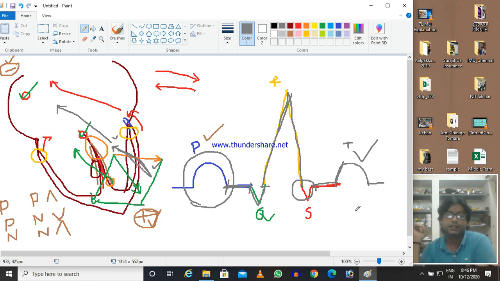So basically the atrial repolarization is masked by ventricular depolarization. So this effect is called the masking effect. Okay.